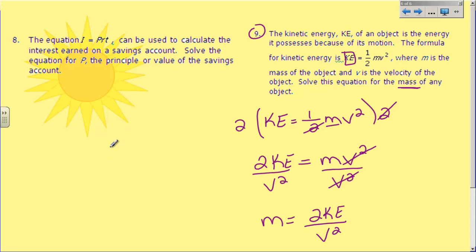Okay, so I'm going to let you take this one, this I equals PRT, and I'm going to have you solve it for P, get the P all by itself, rewrite it, and then come back as soon as you have it and see if you got the right answer.